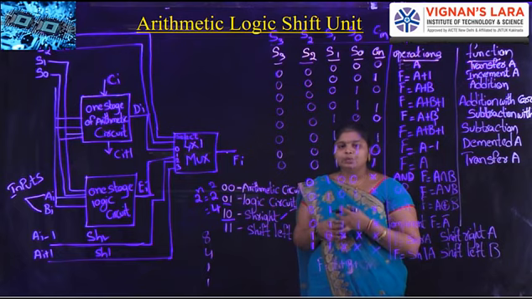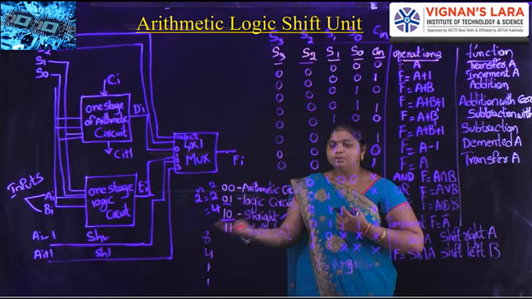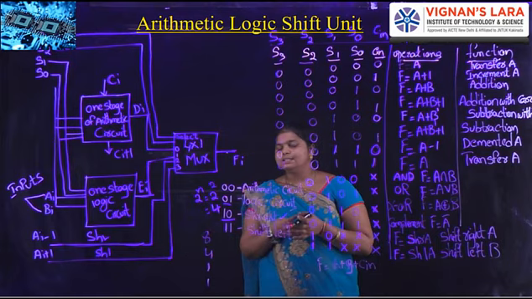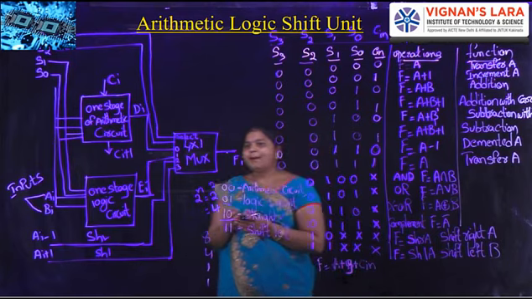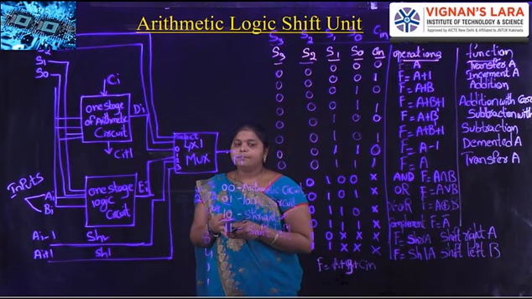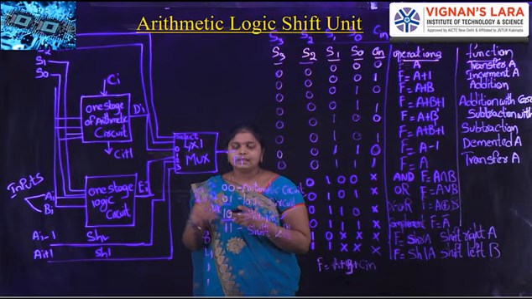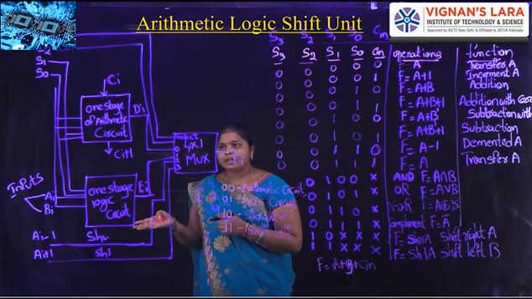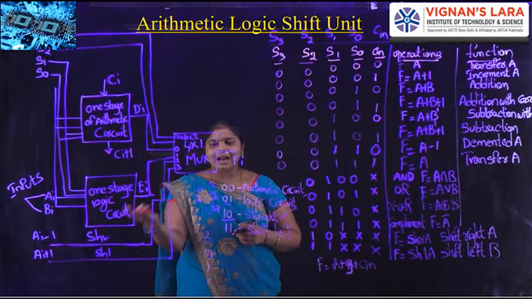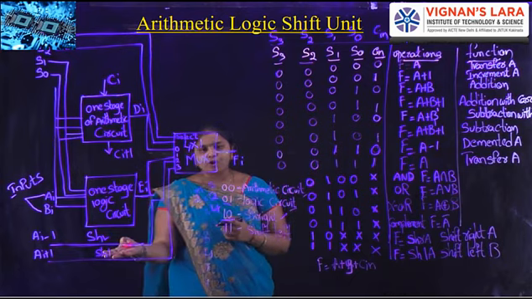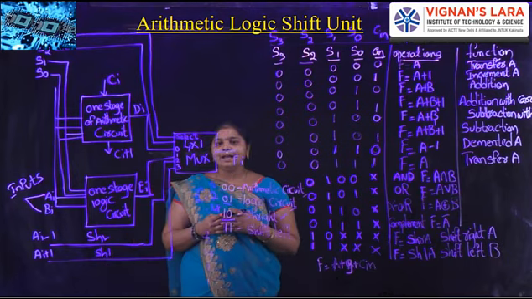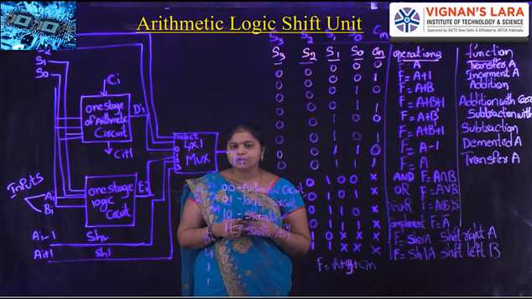This is the truth table and functional table for this example of the arithmetic logic shift unit. In this example we performed the arithmetic circuit, logical circuit and shift micro operation. All three conditions are performed in a single unit of the diagram. Here we take the arithmetic circuit, logical circuit, 1 multiplexer and shift micro operations built in this structure. Here we have to take S3, S2, S0 and S1.